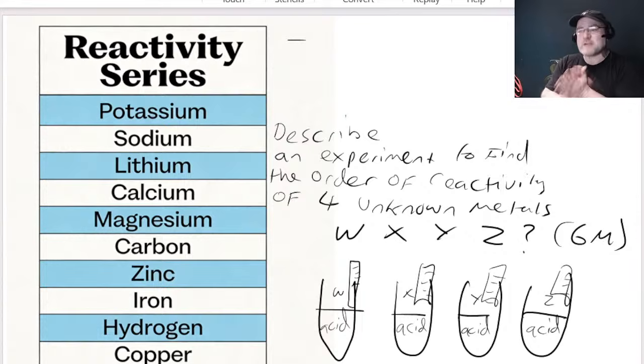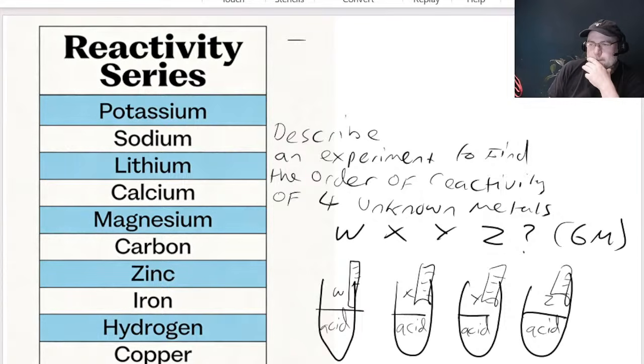You can do displacement with copper sulfate solution. There's all different ways you could do this. You could catch the gas in a gas syringe. You could count the bubbles, and you can then rank them in order, most to least. That has come up a few times, even though it's not a core practical. I've just noticed in AQA that's come up a few times.